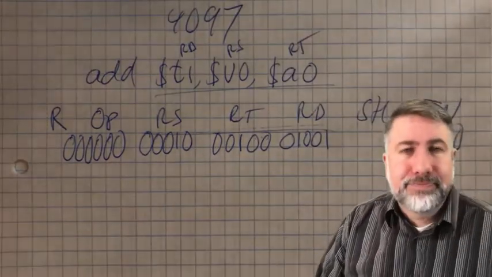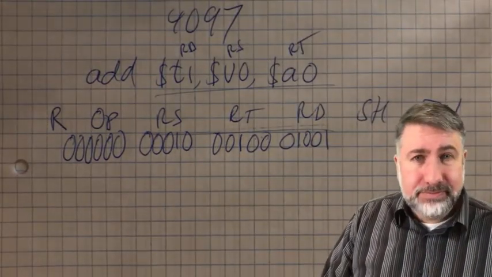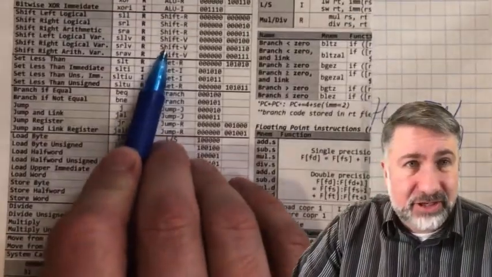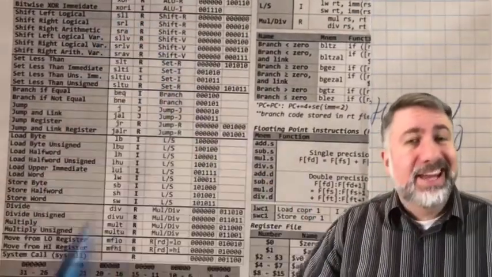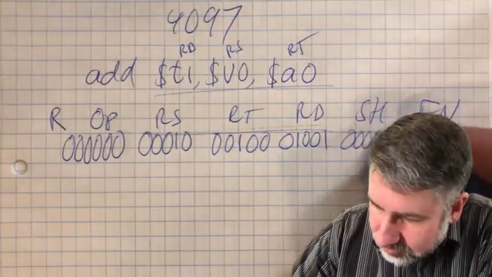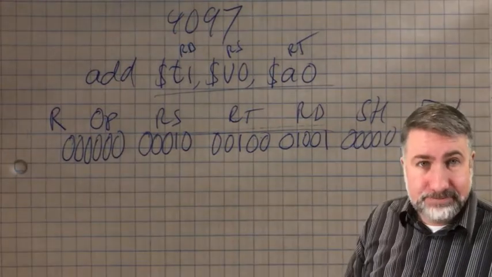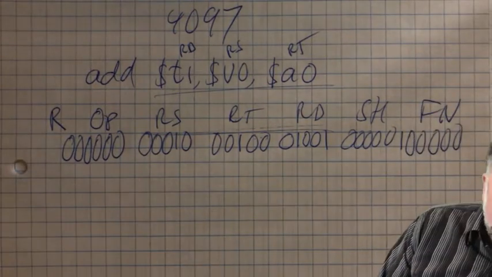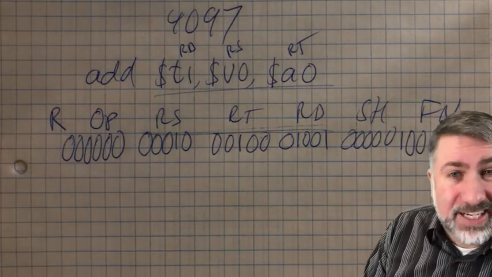What do we do with the shift amount? Well, the shift amount is going to be used mostly for shift instructions. And anything that's not a shift instruction, we'll just ignore the shift amount. It's an unused field, and we're going to leave it as zeros. Okay, so that's 32 bits. Those are the 32 bits that correspond to that instruction.